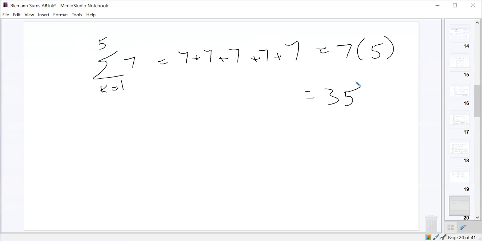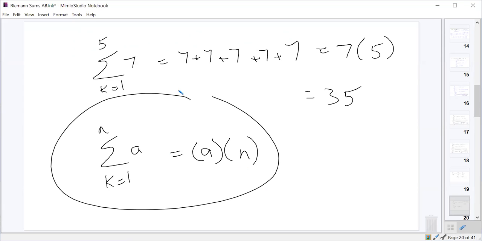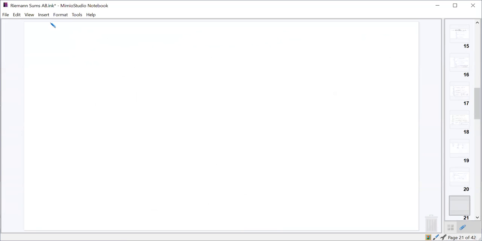So I'll write it this way: the sum from k equals 1 to n of a is equal to a times n. Does that make sense? So that's another thing you should just sort of know. Good or no? Good.